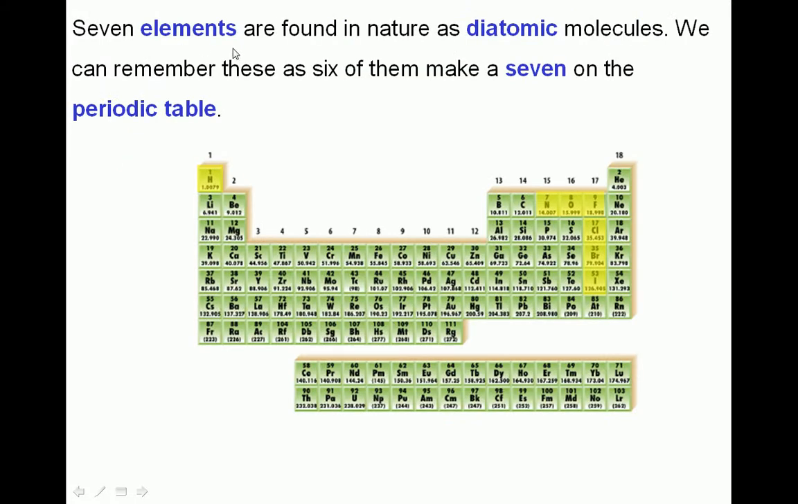So 7 of the elements, remember elements are substances made of a single atom type, are found in nature as diatomic molecules. One of the ways that we can remember these is that 6 of them, nitrogen, oxygen, fluorine, chlorine, bromine, iodine, form a 7 on the periodic table. And the other diatomic element is hydrogen. So hydrogen is present in nature as H2 molecules. Nitrogen is present in nature as N2 molecules.